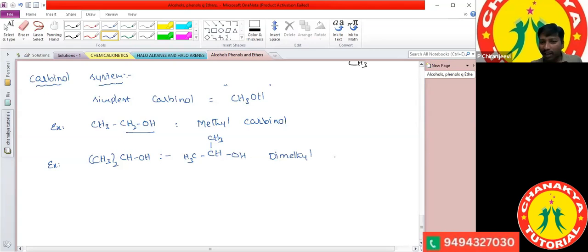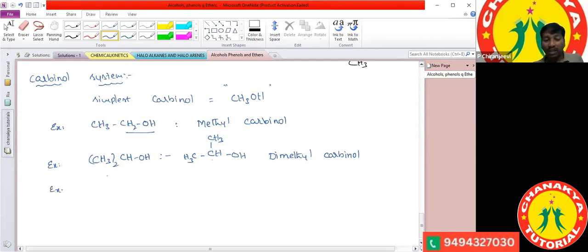Dimethyl carbinol. Sir, how are you writing it as dimethyl carbinol? In carbinol, 2 hydrogen atoms are replaced by the 2 methyl groups. If 2 hydrogens are replaced by the 2 methyl groups, we can call it a dimethyl carbinol.